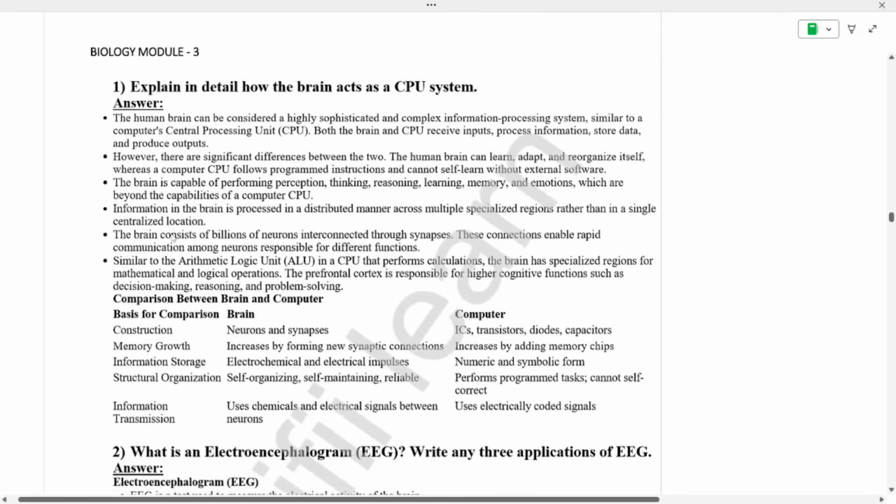Next, if we see module 3, I'll be completing everything within 5 to 10 minutes per module.